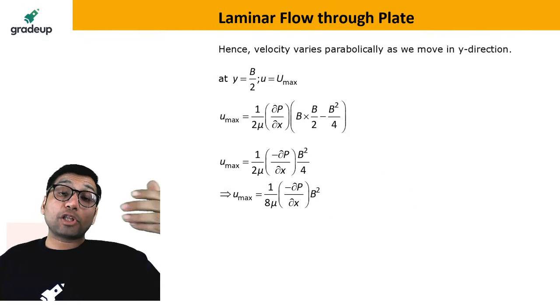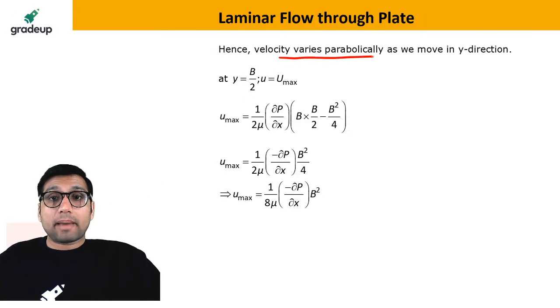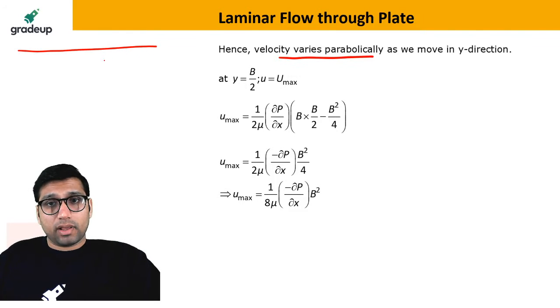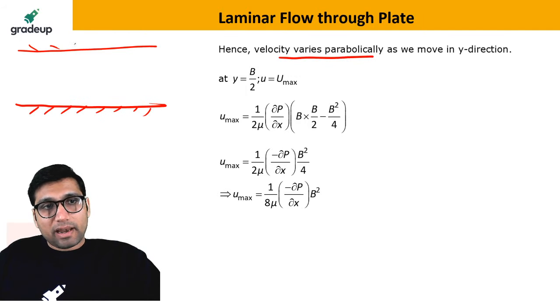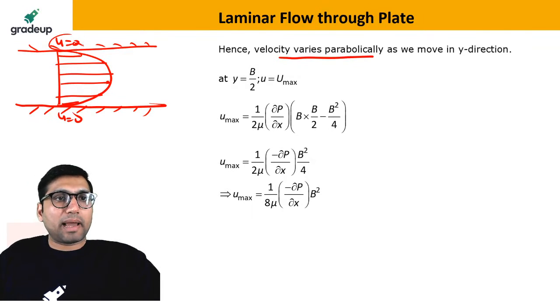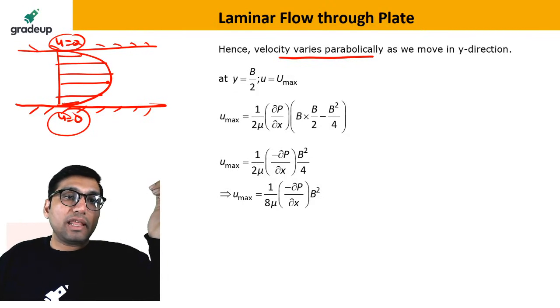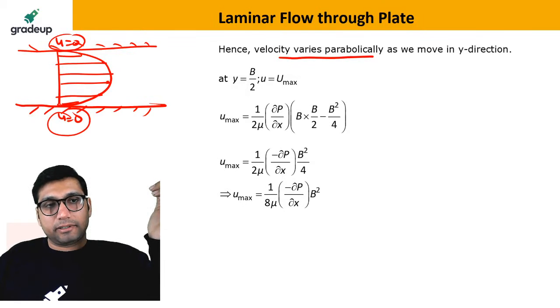I will be explaining about the Couette flow also, and in that I will need this relation. Velocity varies parabolically in the laminar flow between two parallel fixed plates also. Between two parallel fixed plates, the velocity variation will be parabolic like this. Velocity will be maximum at the center and it will be 0 at the wall. Why is the velocity 0 near the surface of the plate? It is 0 because of the no slip condition.